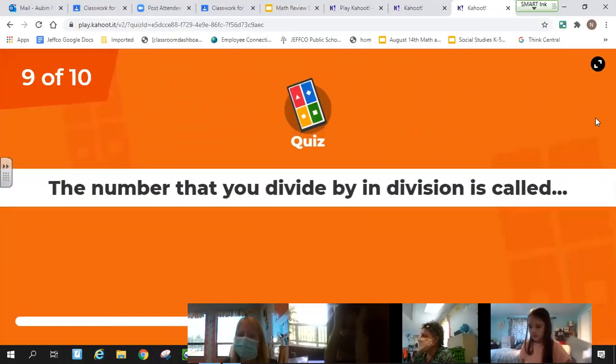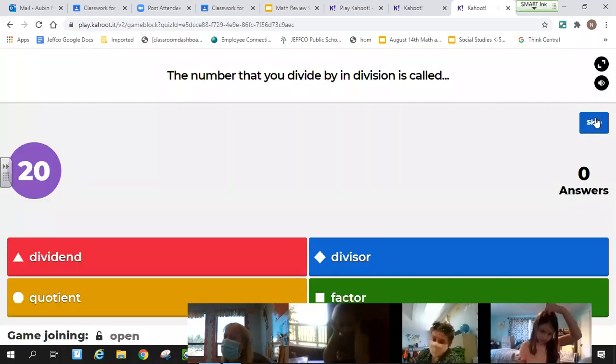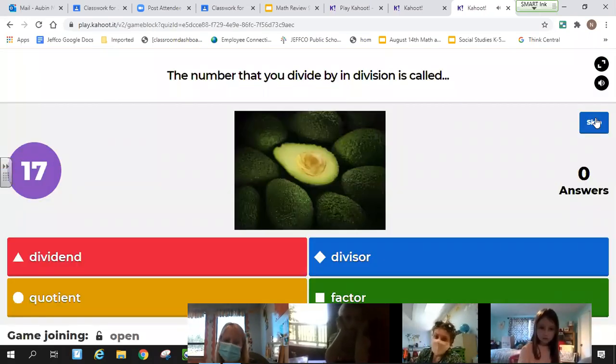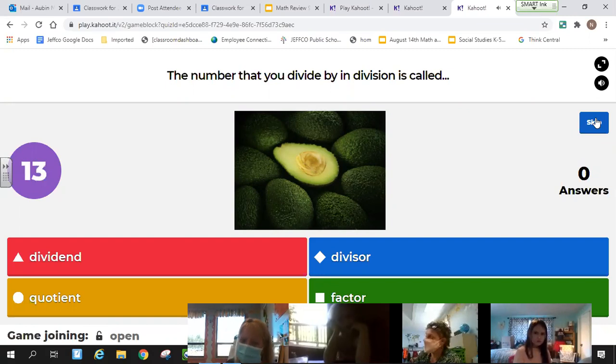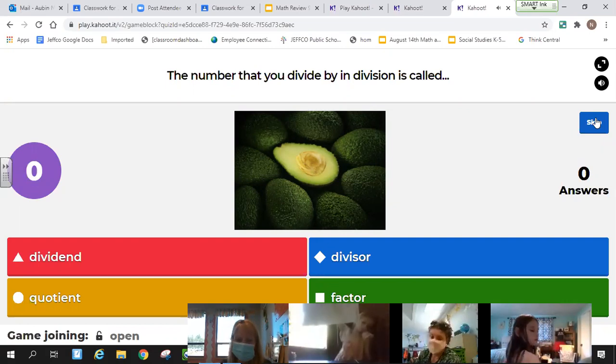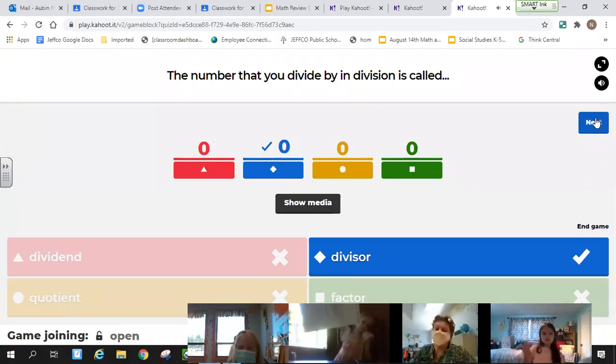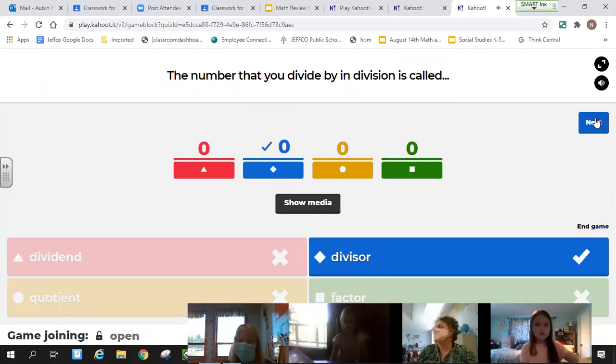Okay, we have two left. The number that you divide by in division is called the dividend, the divisor, the quotient, or the factor. Nice. Wow, we're getting it. Lots of light bulbs going off here. How you doing at home? You should have said divisor.